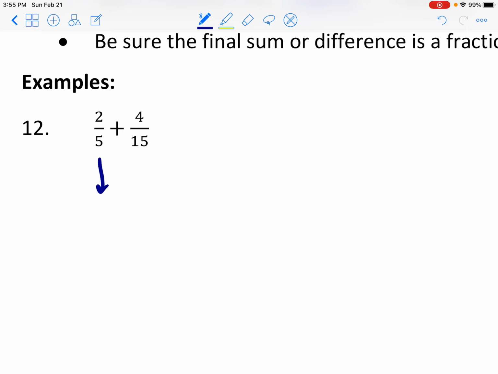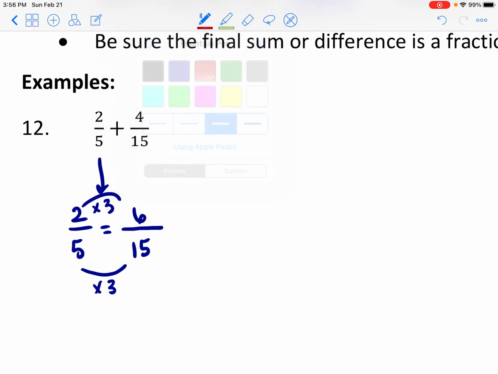So here, I want 2/5 to be an equivalent fraction with a denominator of 15. So if I have to multiply 5 times 3 to get 15, then I have to multiply 2 times 3 to make 6. So 2/5 is equivalent to 6/15. So when I rewrite this problem, 2/5 becomes 6/15, and now I can add to that the 4/15.